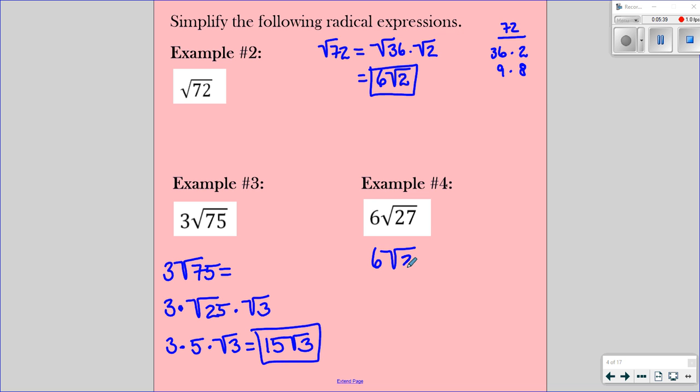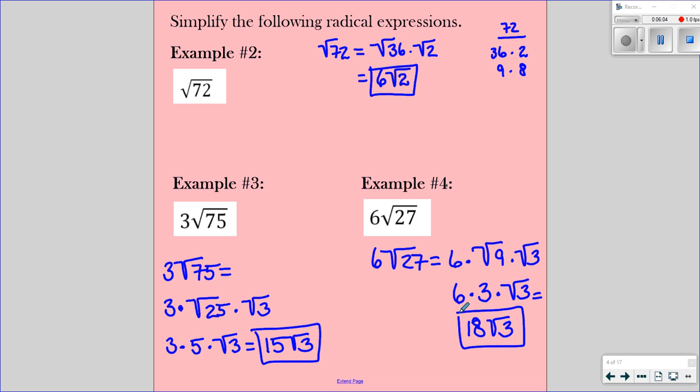Same thing with number 4. I'm going to just rewrite this, and then 6 times, I'm going to get 2 factors that give me 27. That's square root of 9, square root of 3. So basically 9 will give me 3. Square root of 9 gives me 3, and then 3 will stay underneath. It's a prime number.